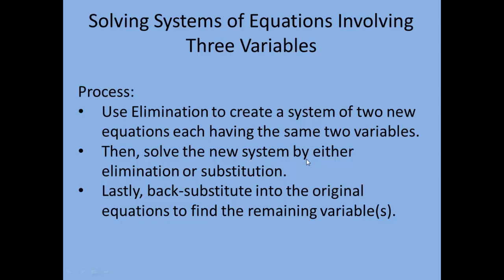Once you've done that, you have a new system of equations that each has two variables in it. So you can solve that by either elimination or substitution. Once you've solved that system, you can back substitute into the original equations to find the remaining variable or variables that you need. Let's take a look at an example.